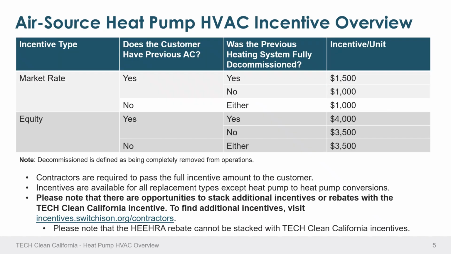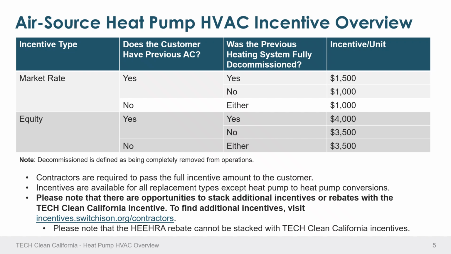Let's take a look at the incentives offered from the Tech Clean California initiative. The first question contractors will need to ask when determining the incentive amount for a project is whether or not the tenant's income meets the income requirements to attain the equity incentive. We'll talk about this more on the next slide. Next, the contractor should determine whether or not the customer had previous AC, as well as if the pre-existing heating system will be fully decommissioned. Please pause and read to see how the answers to each of these questions affects the final incentive amount per unit.